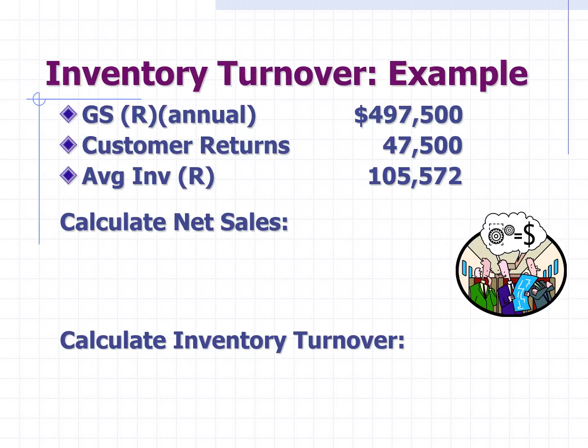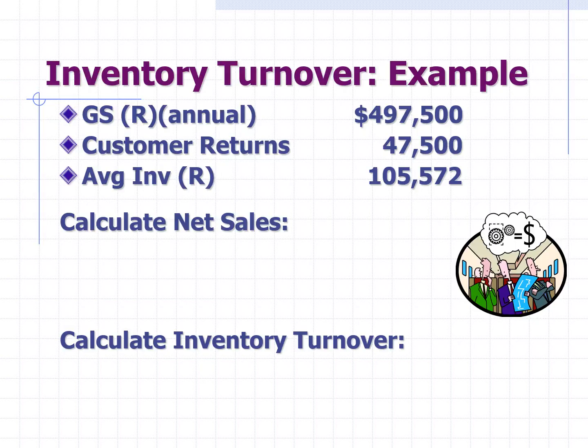Let's say gross sales annually for this company or store was $497,500. That's gross sales. And then this company had customer returns of $47,500. So when you see gross sales and customer returns together, you know that you can calculate net sales, right? And then average inventory at the retail value.